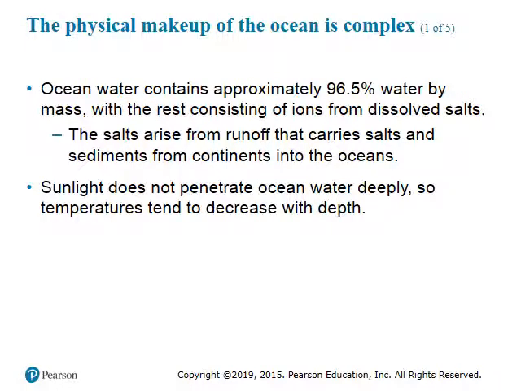Now, the ocean contains approximately, like I said, 96.5% of water by mass, with the rest consisting of ions from dissolved salts. The salts arise from runoff that carries salts and sediments from continents into the ocean. Sunlight does not penetrate ocean water very deeply, so temperatures will tend to decrease with depth, meaning the deeper you go down, the colder the water gets.